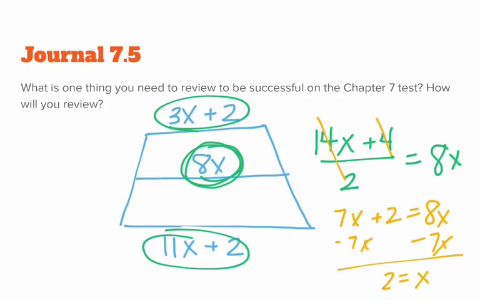Now let's substitute that back in. 3 times 2 is 6, plus 2 makes that top segment 8. 8 times 2 makes my midsegment 16. 11 times 2 is 22, plus 2 makes that bottom segment 24. So do we know what we're talking about? Do we know our algebra? 8 plus 24 is 32. 32 divided by 2 is 16. So we can verify that we are correct.